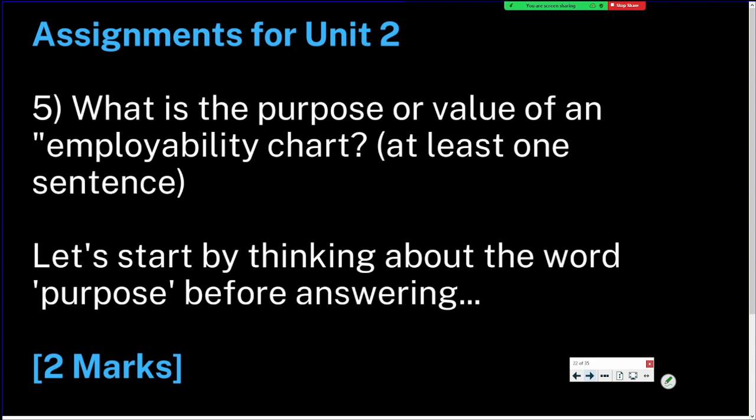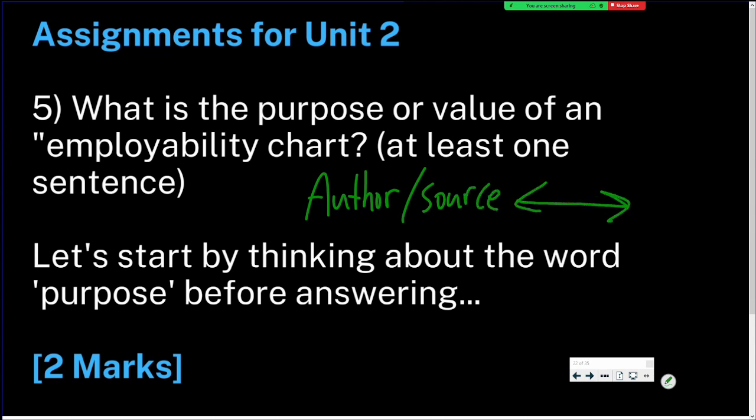So when a document is designed, you've got the author of the article, the author or the source, and then you've got the audience, right? So when answering this question, what's the purpose or the value of an employability chart? I would say that it kind of depends on who you ask, right?